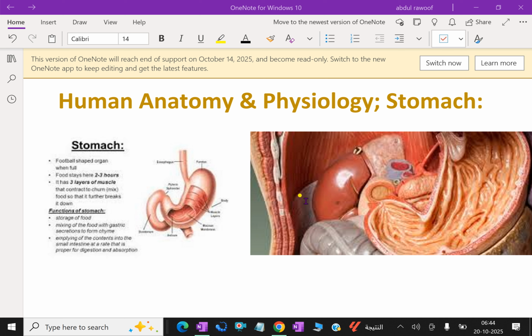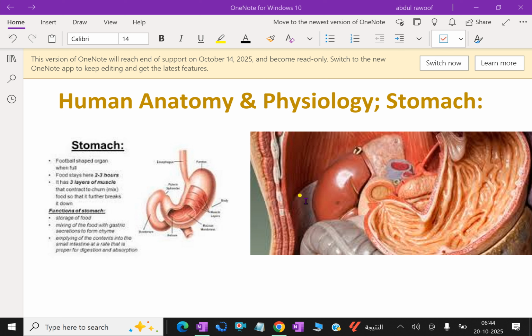The stomach is a J-shaped dilated portion of the alimentary tract situated in the epigastric, umbilical and left hypochondriac regions of the abdominal cavity. Structure of the stomach. The stomach is continuous with the esophagus at the cardiac sphincter and with the duodenum at the pyloric sphincter.